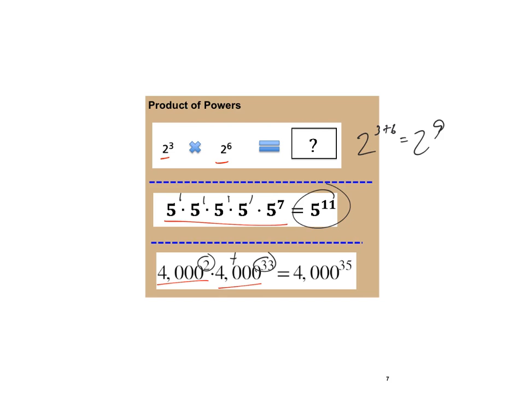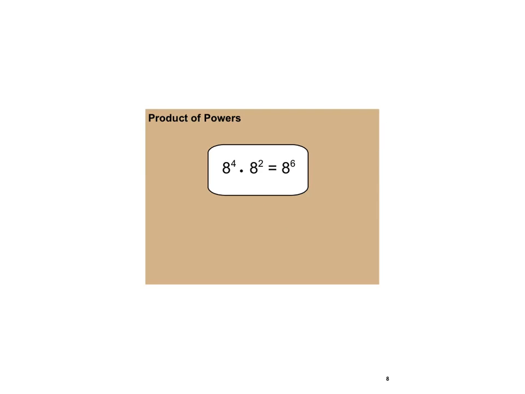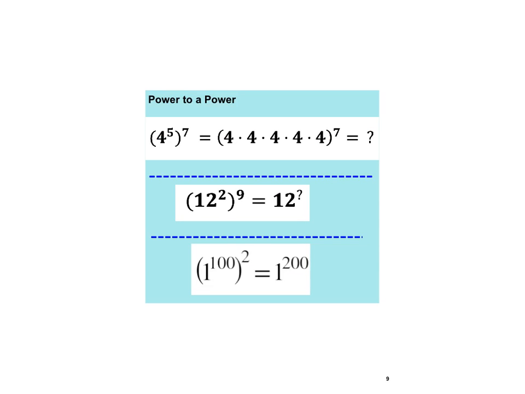So it needs to have the same base, but that's how you would set that up. So in the end, there's just a product of powers, kind of a final note there. This, of course, is 4 plus 2. Okay, power to a power.